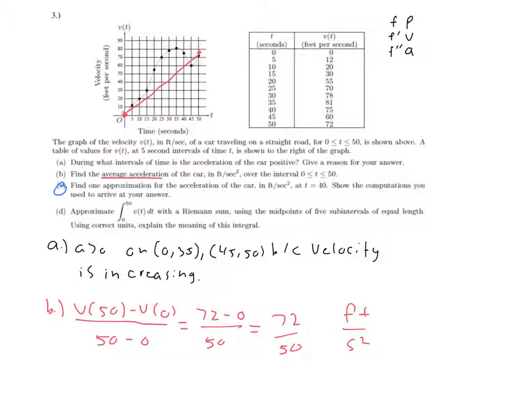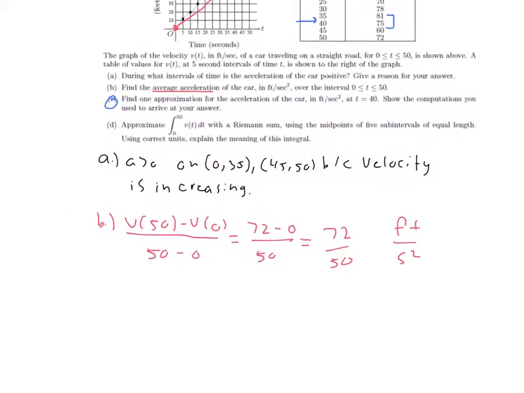At 40. So 40 is here. And it says find one approximation. We can really find a couple approximations, so long as our interval contains 40. So I always go on the outsides and I say, well, what would the slope be between those 2 points? And that's what I use for my approximation.